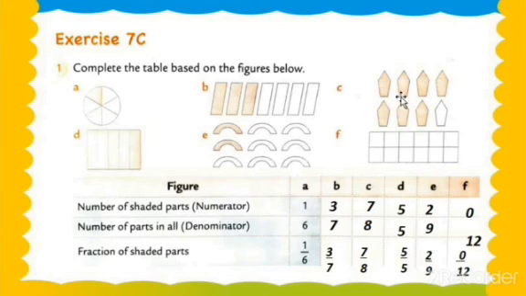Now we move on to question C. 1, 2, 3, 4, 5, 6, 7, 8. There are a total of 8 blocks, so we write 8 in the denominator. How many blocks are shaded? 1, 2, 3, 4, 5, 6, 7. There are 7 blocks shaded yellow. So what do we write in the numerator? 7. The fraction of the shaded part is 7 upon 8.